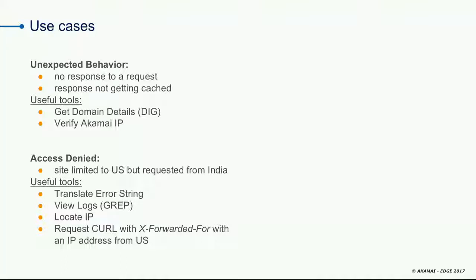So they would get as a response the reference number. We would use the translate error string to get the information about that certain request. But then we can also collect the logs, check if the IP of the user connecting from India is actually from India, just to confirm. And then we can also use the curl command. And sometimes, depending on the configuration, if it's set up, if we use the X-Forwarded-For with an IP from the United States, we can also allow someone from outside the United States to actually access the content.